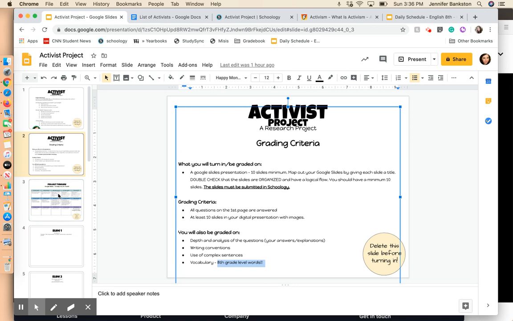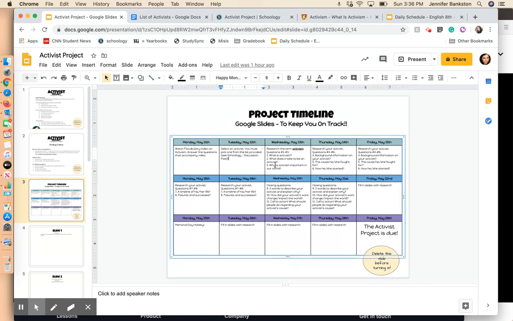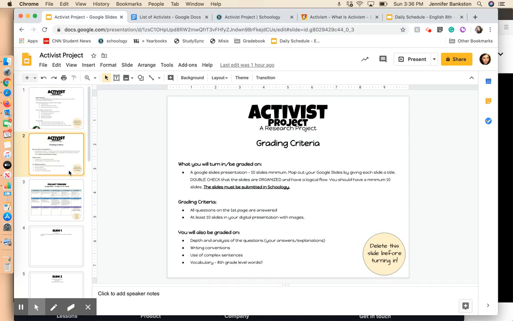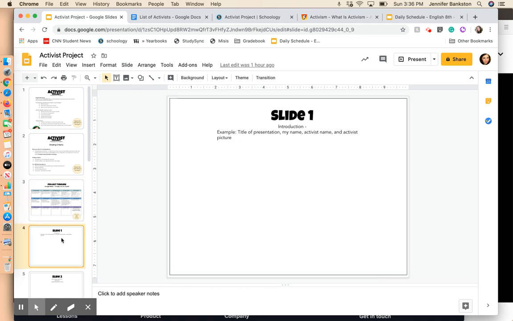Okay. So I have a whole timeline here of what you should be doing every day to keep you on track. Notice this is due May 29th. So I tell you what to do every day. Okay, guys. Notice these first 3 slides, like I mentioned, have this little circle. Before you turn your project in, you're going to be deleting these. And then I tell you what I want on each slide.